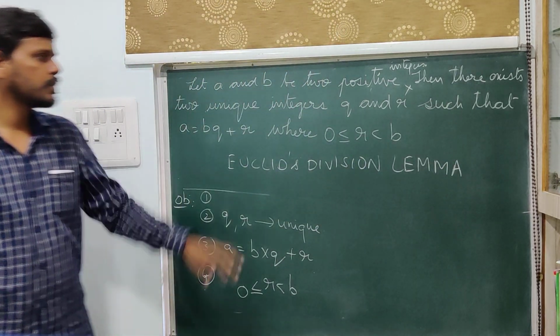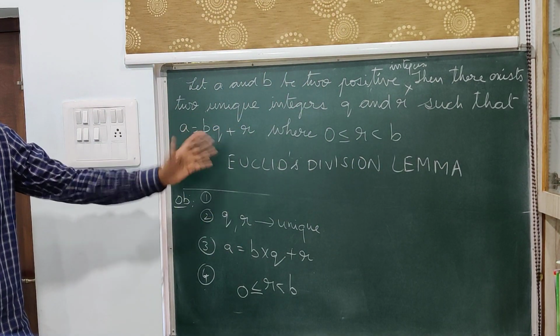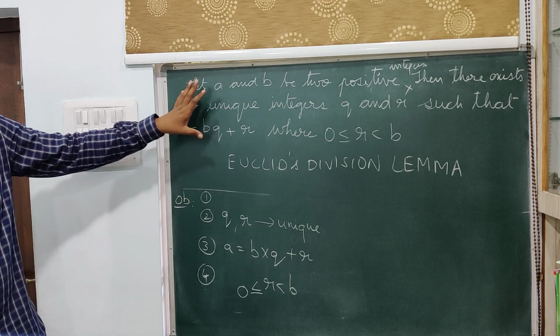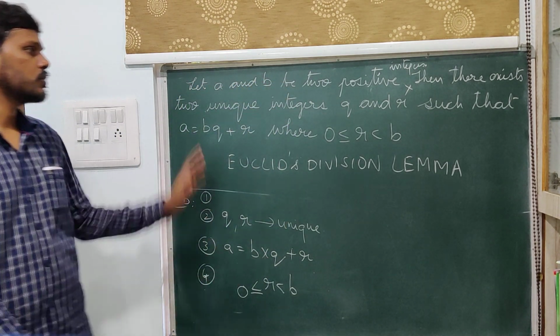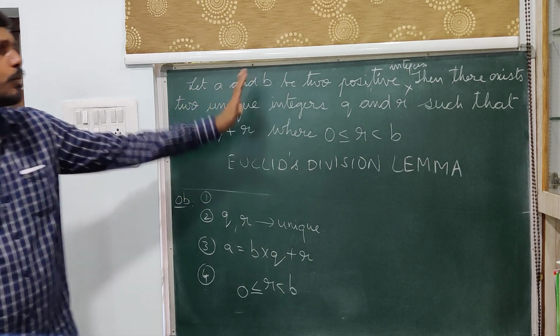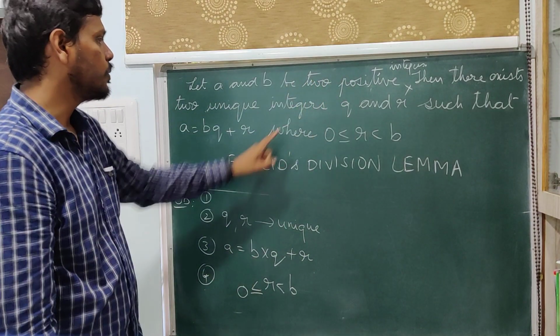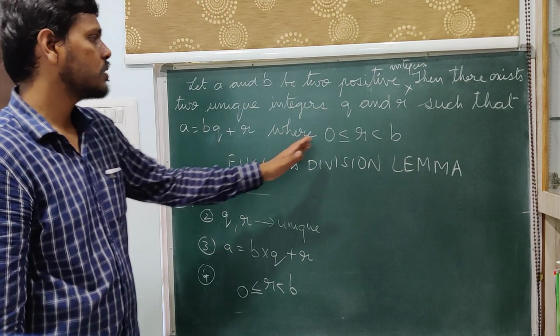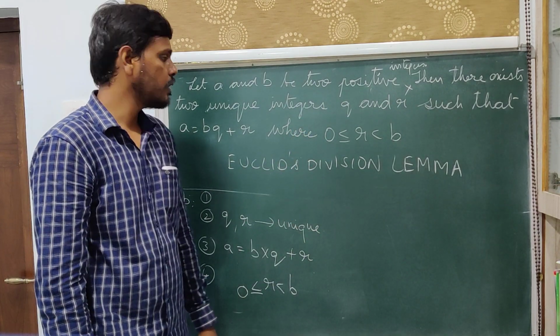Now basically this is the restatement of the long division process which you have done in your lower classes. We just examine it closely and formalize it in the form of a statement. So this is it. Let a and b be two positive integers. Then there exist unique integers q and r such that a is equal to bq plus r, where 0 is less than or equal to r less than b.